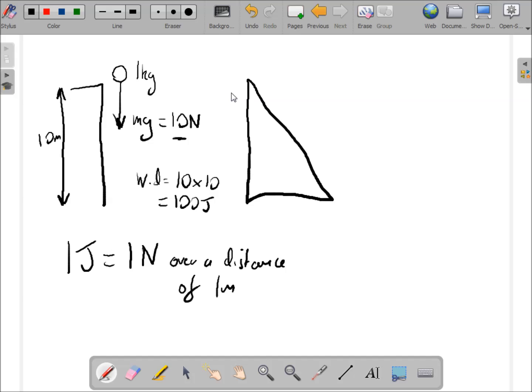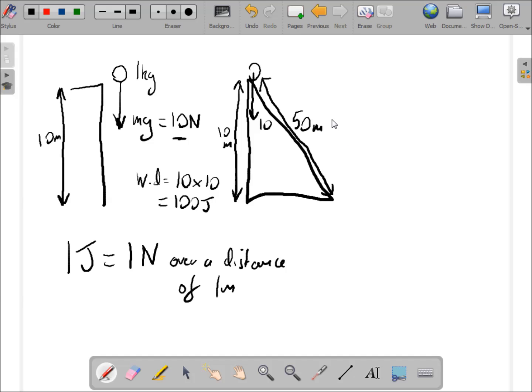So we might have a situation where we've got a ball at the top of a hill, and the height, as before, is 10 meters. But this time the ball is going to travel down the hill, which is a longer distance, say 50 meters. We've still got the same force of 10 newtons coming from the weight. But what happens in this case in terms of the energy? Because the ball is travelling a longer distance.